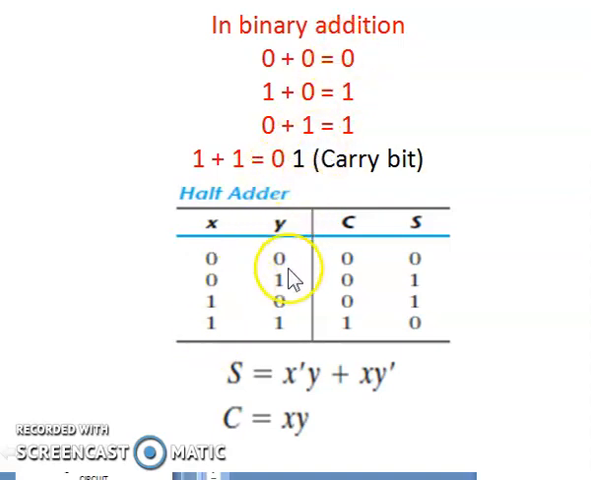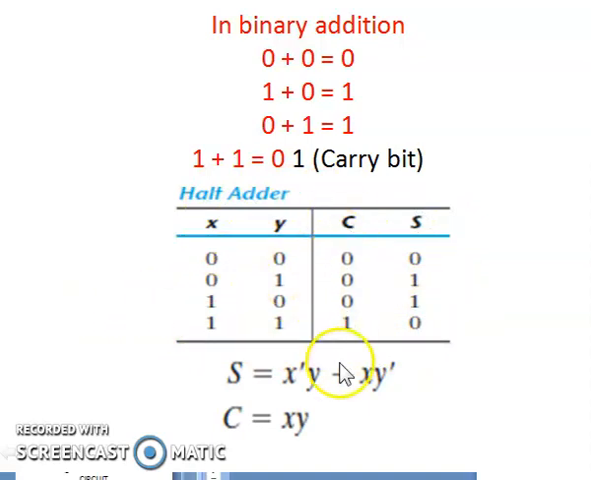Using this, if you fill the carry and the sum column in the truth table of a half adder, we will get these values. That is, for example, if you add two ones, then the sum is 0 with a carry 1. If you add 1 plus 0, then the sum is 1 with a carry 0. So use this binary addition to construct the truth table for a half adder.